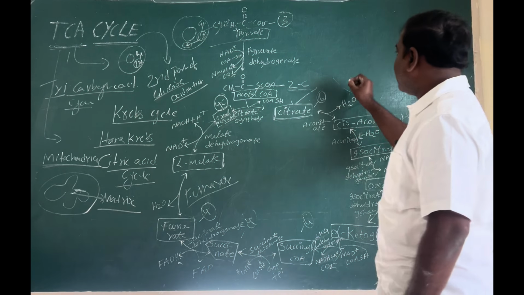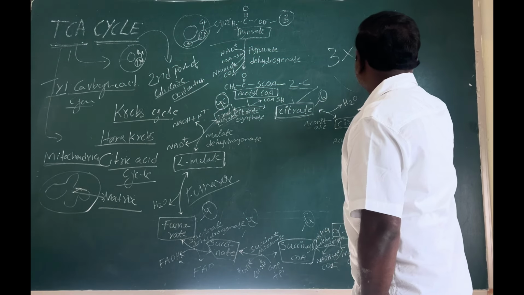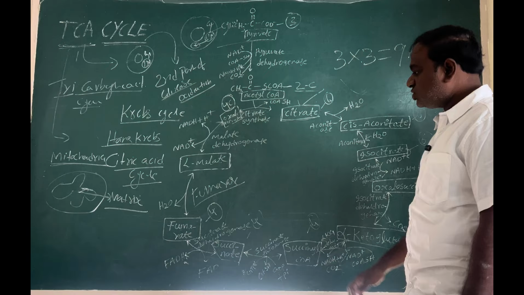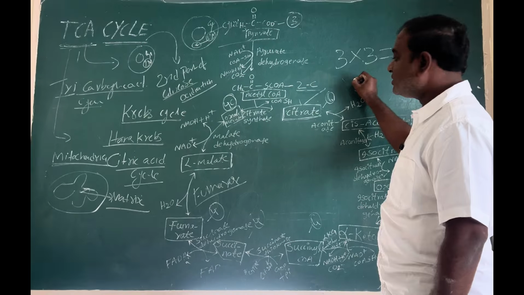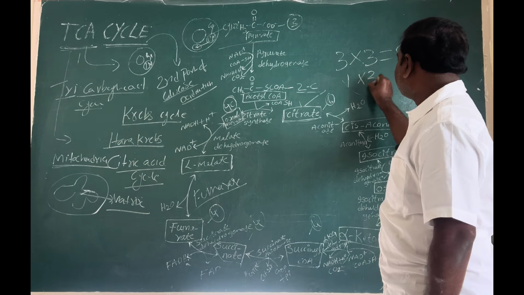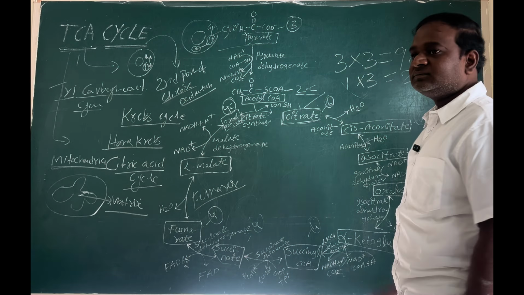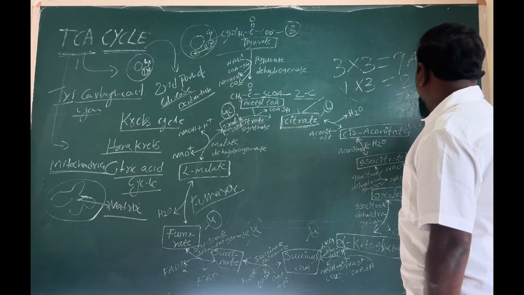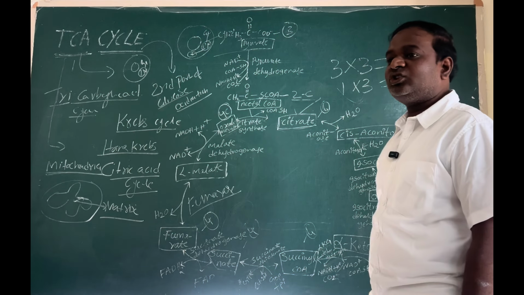So how many ATP will you get? 3 into 3 equal to 9 ATP. And FADH2 is 1 FADH2. That's 1 into 2, 2 ATP. So total 11 ATP. But in the TCA cycle we are getting 12 ATP.